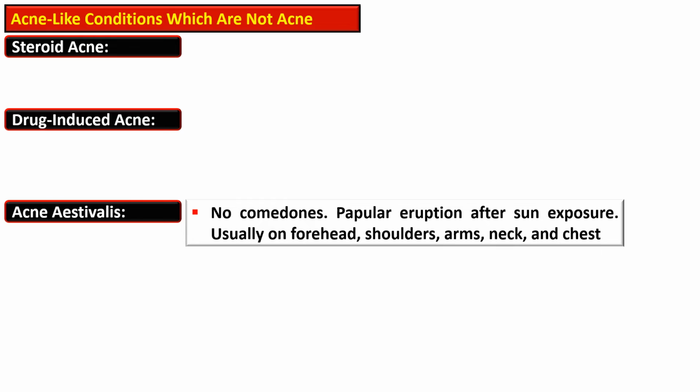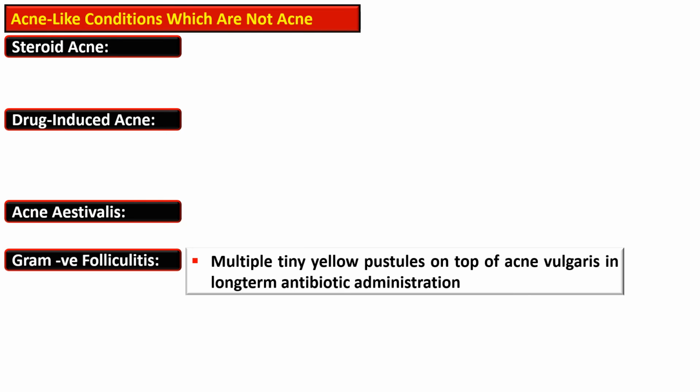Acne estivalis, as the term estivalis means pertaining to summer. This type of acne-like condition occurs after sun exposure. There is a papular eruption but no comedone formation. This occurs usually on the forehead, shoulder, arm, neck and chest.